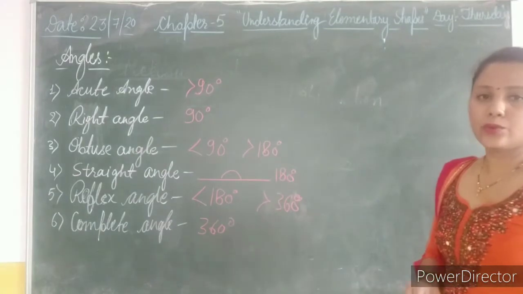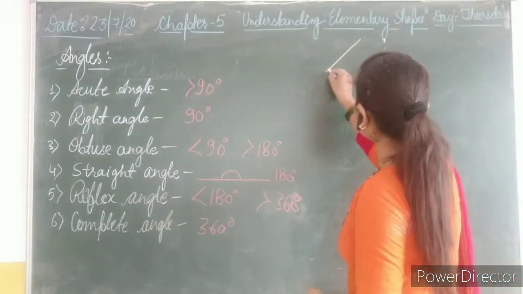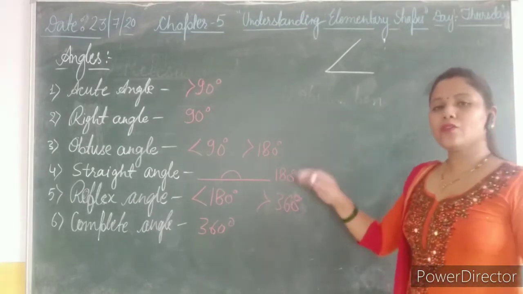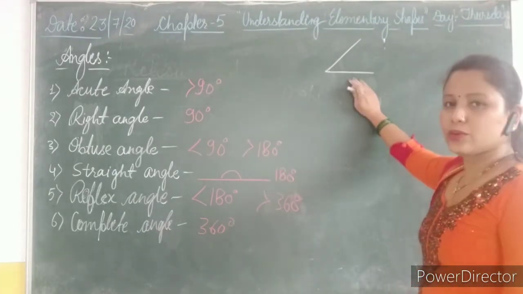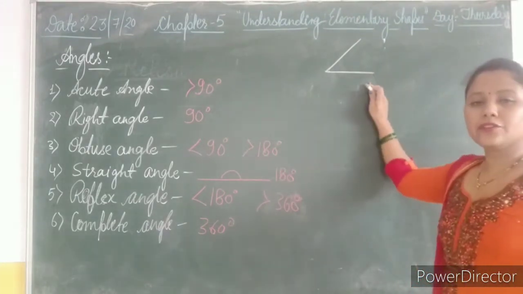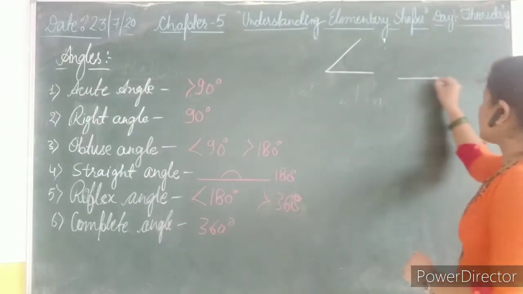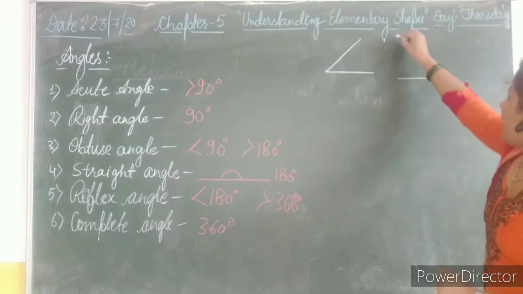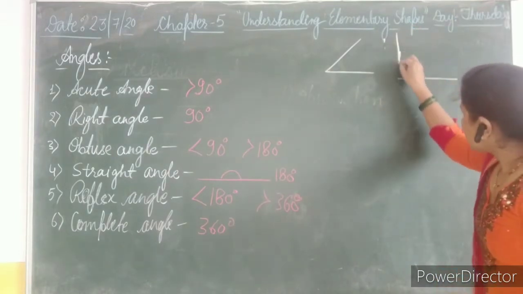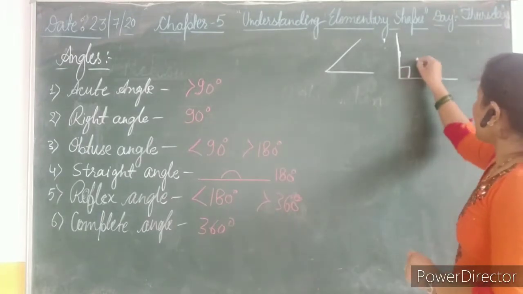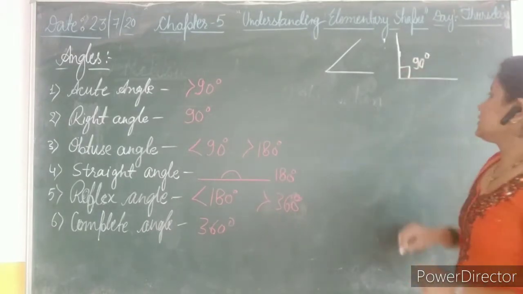First one is acute angle. This angle is the example of an acute angle, and how we can say that this is an acute angle is by comparing it with a 90 degree angle. So what is a 90 degree angle? Suppose it's your base and there is a straight line on it, so it made a 90 degree angle.